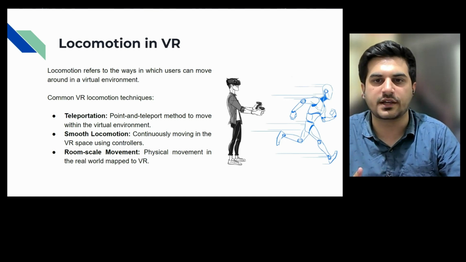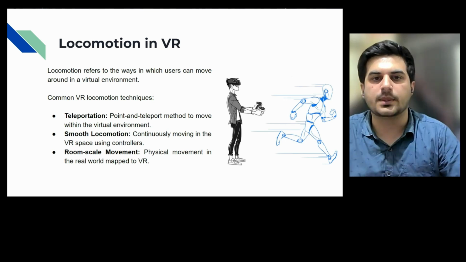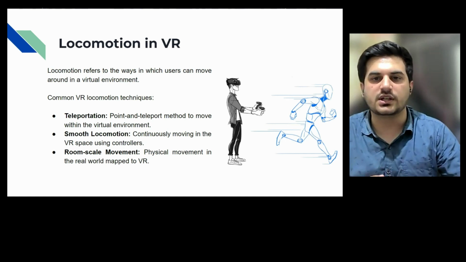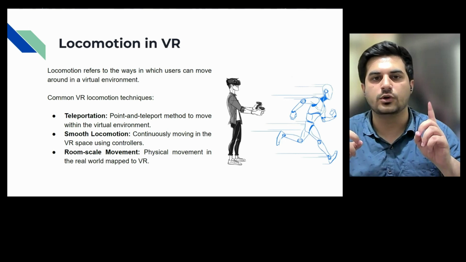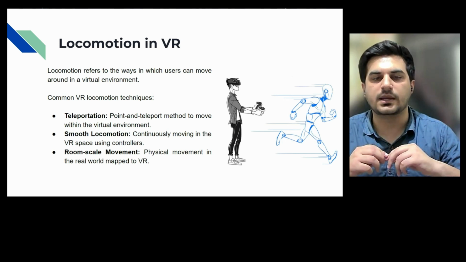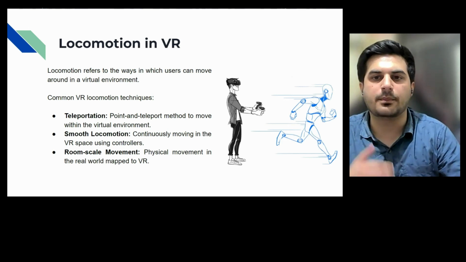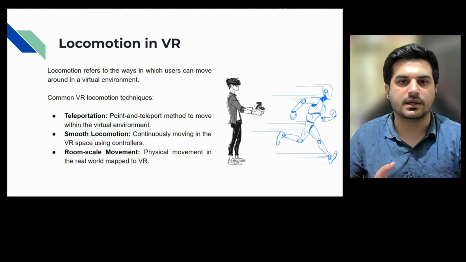Locomotion, that was my topic. Basically, it refers to the ways in which users can move around in a virtual environment. The popular types of locomotion are teleportation, smooth locomotion, and room scale movement. Let's discuss what teleportation is. Suppose these are point A and point B, and you want to move between them. Using teleportation, we can directly move from point A to point B. This is a point and teleport method, and it can be easily implemented.